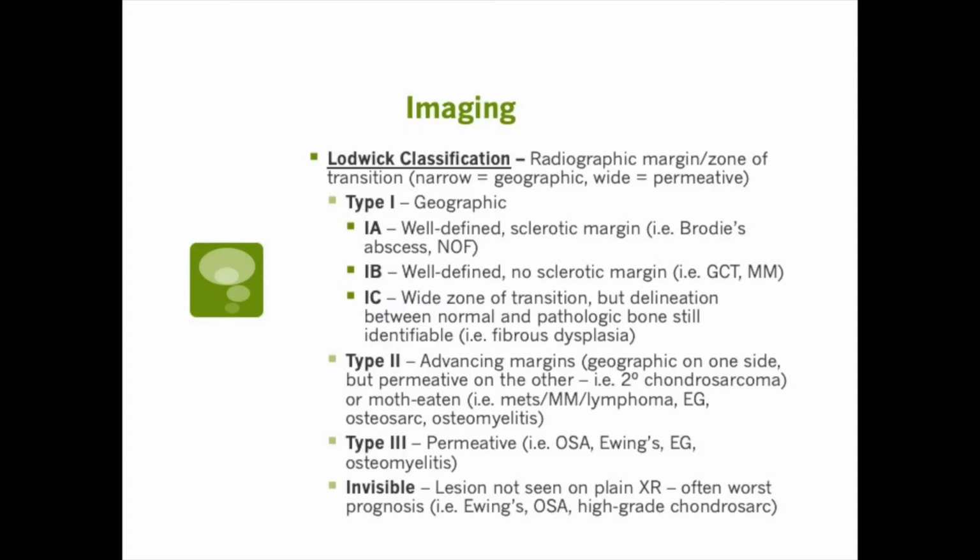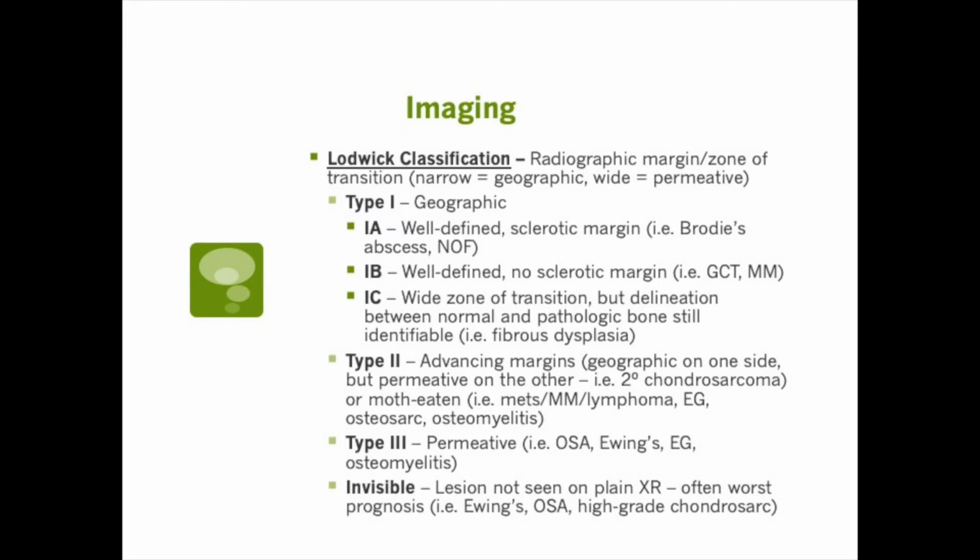So in terms of that zone of transition, there is a classification for that known as the Lodwick classification that tries to define narrow versus wide, geographic versus permeative. So type 1 is the geographic narrow margin of transition. 1A is a well-defined sclerotic rim of bone. So a Brodie's abscess, non-ossifying fibroma, these are classic examples of that.